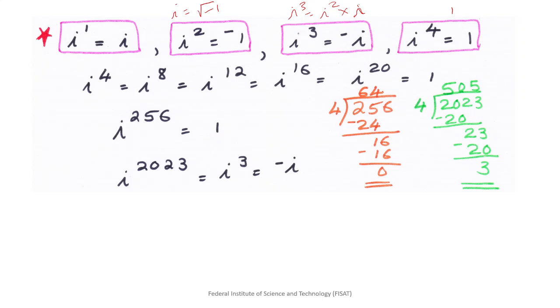Because i raised to 256 can be replaced with i raised to 4, which is equal to 1 by this equation. Next is i raised to 2023, which is equal to i cube, because 2023 when divided by 4 leaves the remainder 3. So it can be replaced as i cube, which is equal to minus i by this relation. So whatever bigger the number is, you can use this method of dividing by 4 to reduce it.